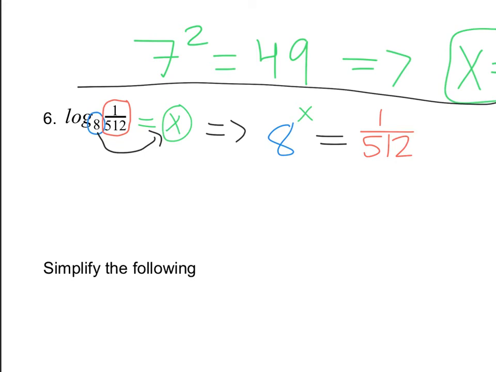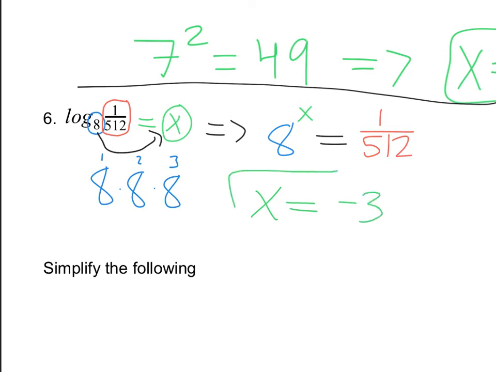8 times 8 is what? 64. Okay, 64 times 8 is what? 512. There you go. So how many 8s was that? It was, let's write them down. 8 times 8 was 64 times another 8 was 512. So that's 1, 2, 3. So 8 to the third. But again, you need it to be negative because it's a fraction over here. So x is going to be -3.